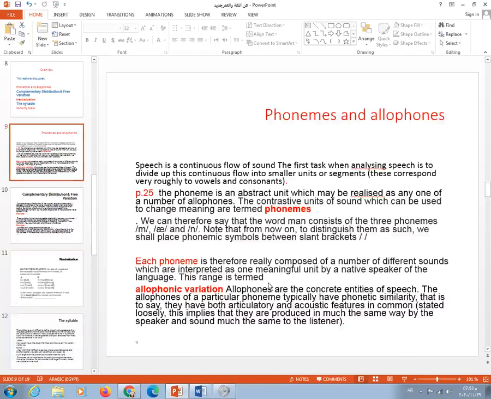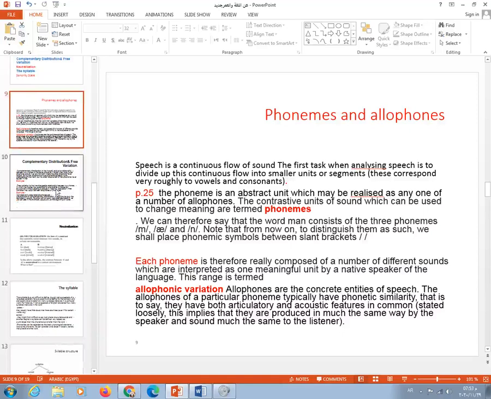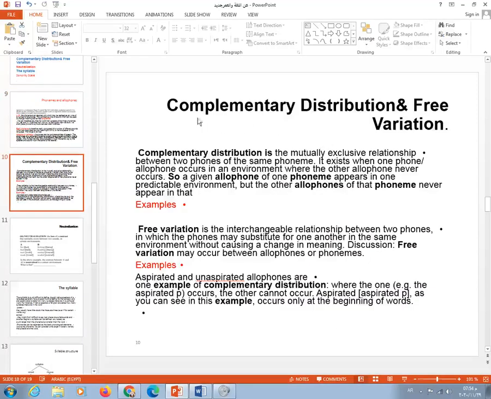And we discussed last time what's meant by allophones. Allophones are variants, different pronunciations of a single phoneme depending on the surrounding sound in which this phoneme occurs in a particular word. And this is very clear from lecture number one. Let's talk about allophonic variation and the relationship between allophones of a single phoneme. How do they relate to each other? And what are the different kinds of relations? Let's look at the first kind, which is complementary distribution, and it's a mutually exclusive relationship. If one allophone occurs in a particular environment, the other allophone cannot occur in the same environment.